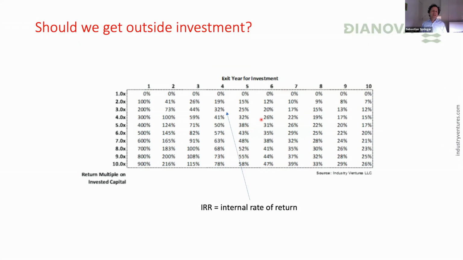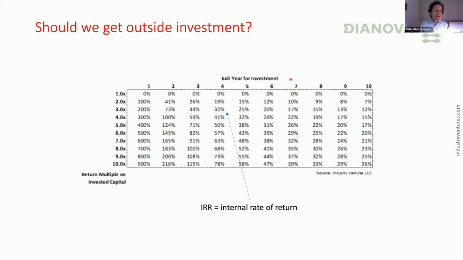This is an internal rate of return table. It is something we use to figure out if we should get investment from outside the company. Should we accept maybe €1 million from investors in order to make a big company at the very start? The way to read this table is the following. Imagine you are the investor. The investor company was called Dianova.